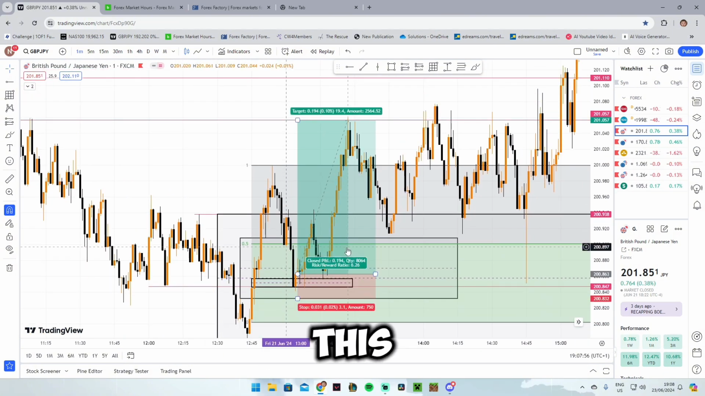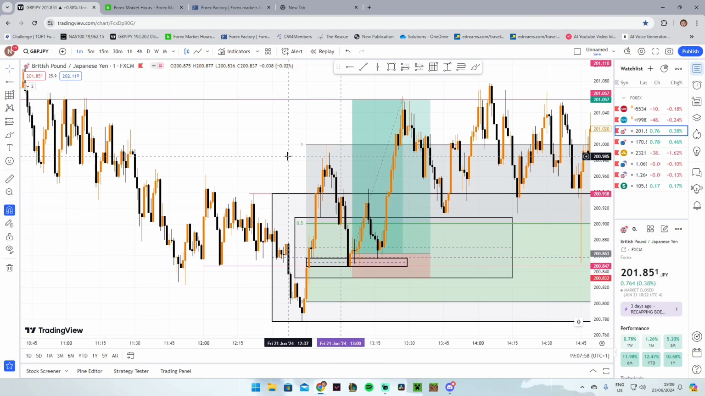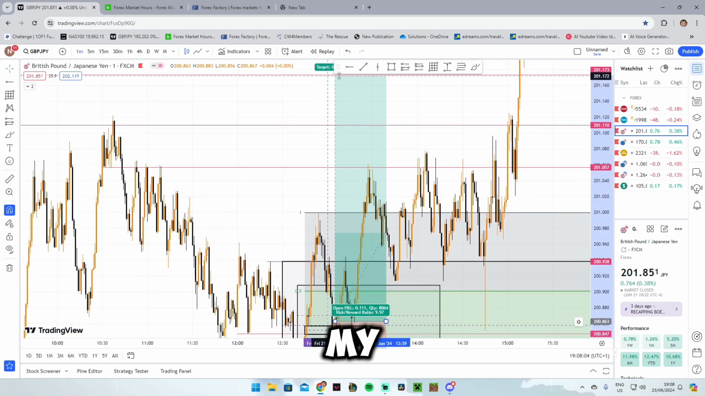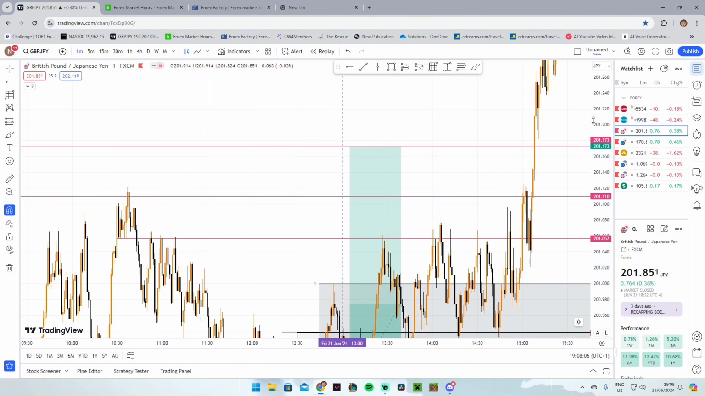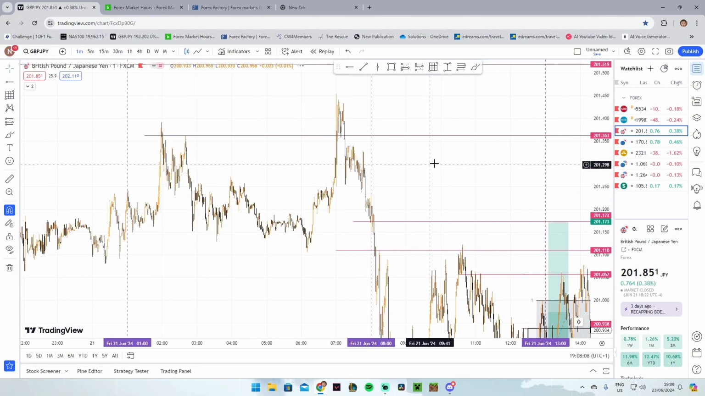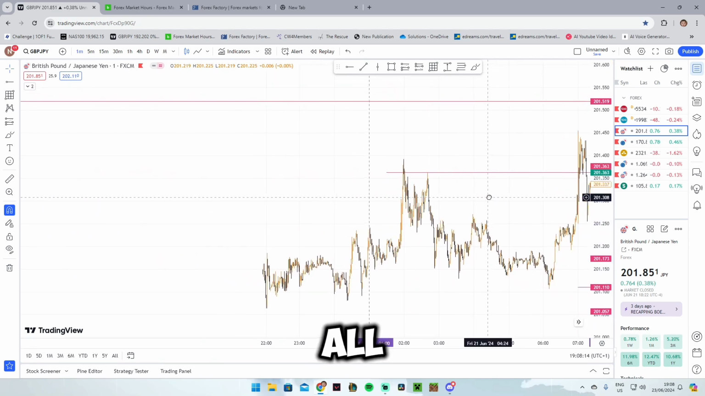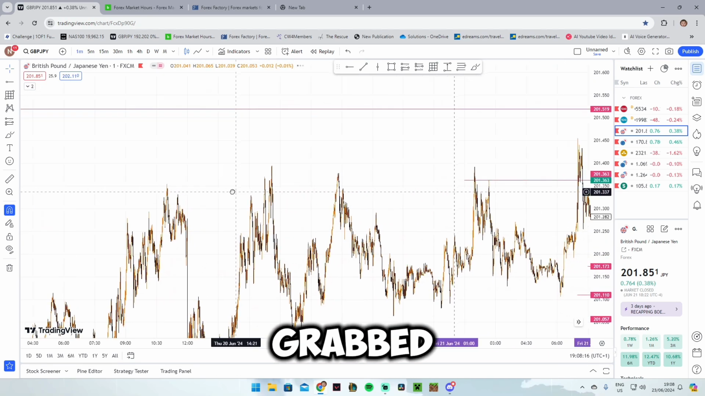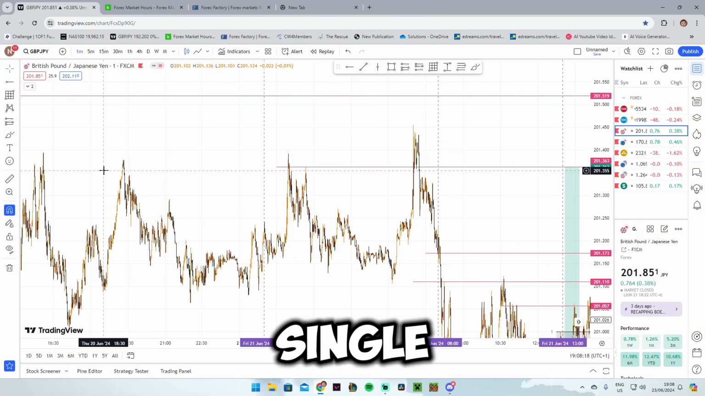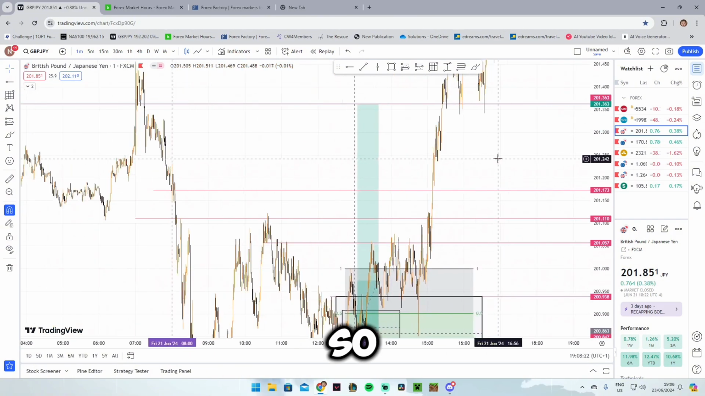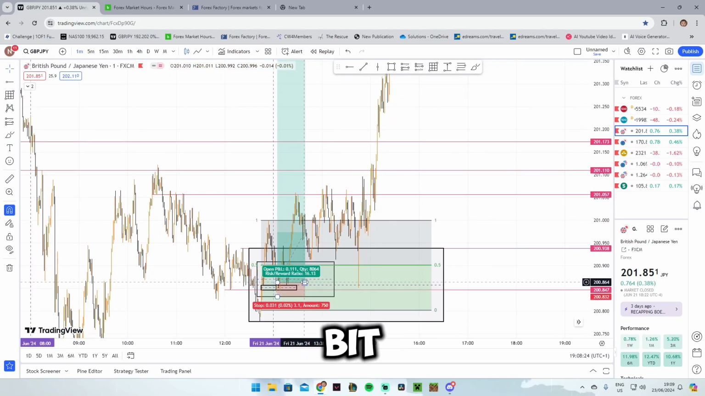Honestly, this is a trade that I won. This is the same exact trade I won. And I even put my take profit up here somewhere with these equal highs. Really nice take profit up here. All these equal highs getting grabbed by me. Every single one of these is my liquidity. So this is a massive win for me. Took a bit long though.